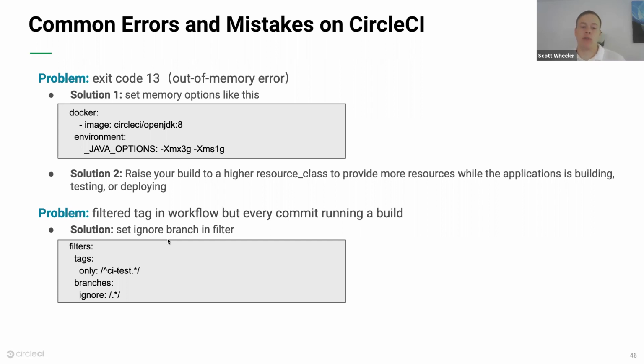Problem 2: filtered tag in a workflow, but every commit running a build. So this is the case where CircleCI will look for branches before tags. So when building on tags only, you need to specify that we're going to ignore branches. That way CircleCI is not looking to build any branches.